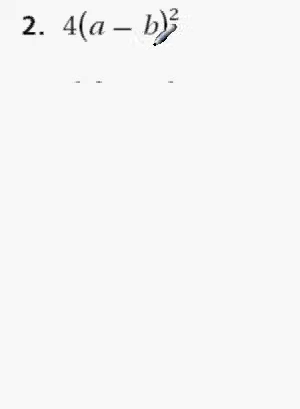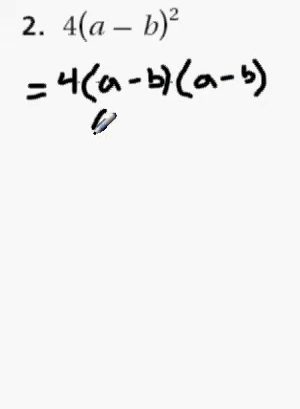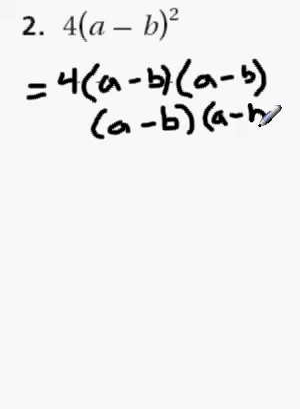Number two, we are asked to write this expression in expanded form. So our next step, after writing the original expression, would simply be to go equals 4, and then we would go a minus b times a minus b times a minus b times a minus b.